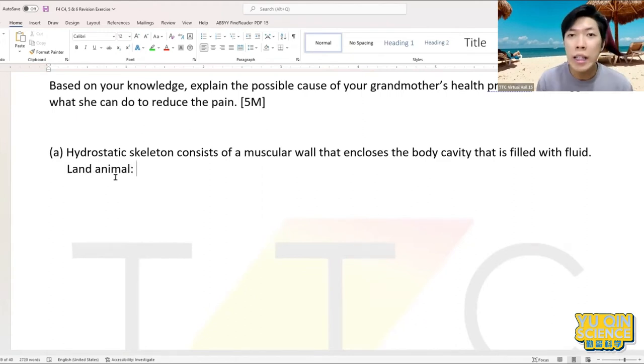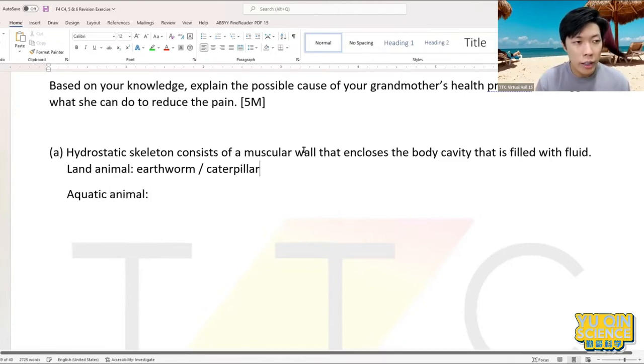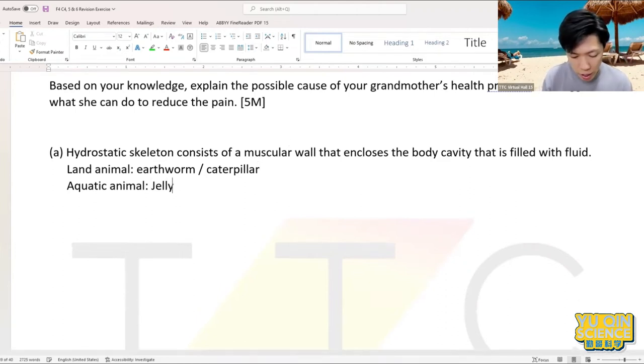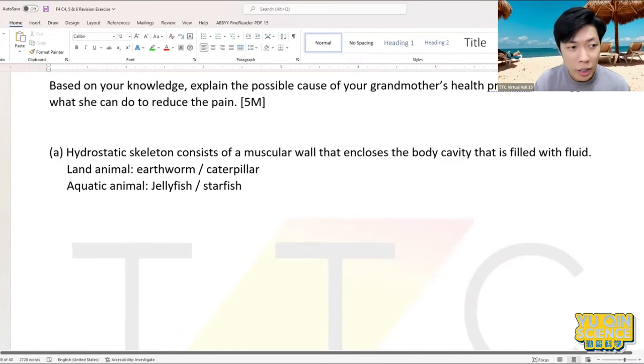Anything that lives on land, soft one, no hard bones. Of course, everyone knows earthworm, right? Example, or what else? Caterpillar, whatever you can think of. Okay, so aquatic animal. Aquatic animals that are soft. There's no hard bones, no shell, no nothing. Soft. Jellyfish, isn't it? Okay, what else? Starfish. Hydrostatic starfish. Up to you. Then, like that, 2 marks already.